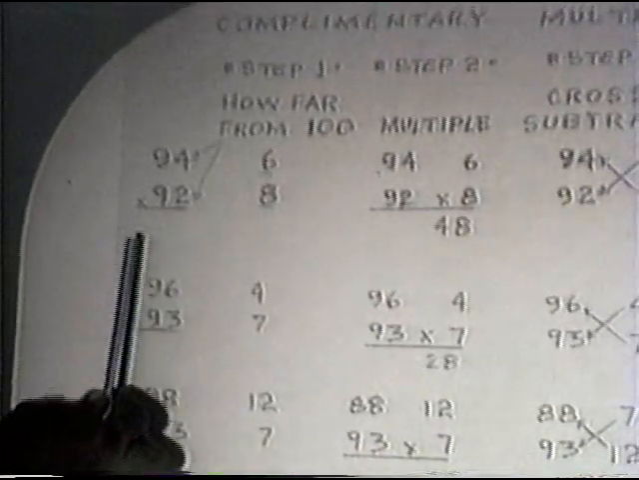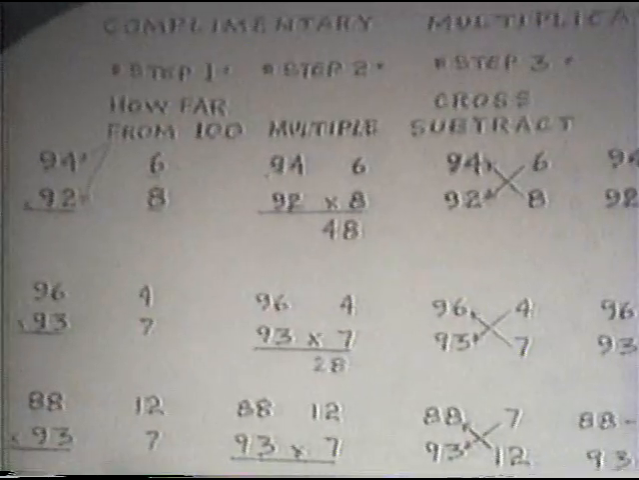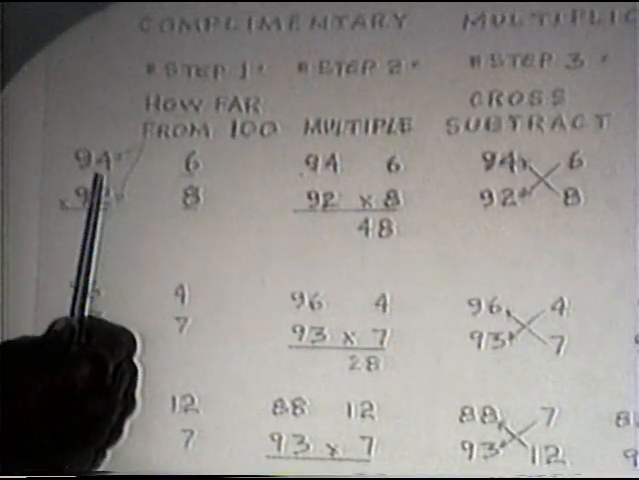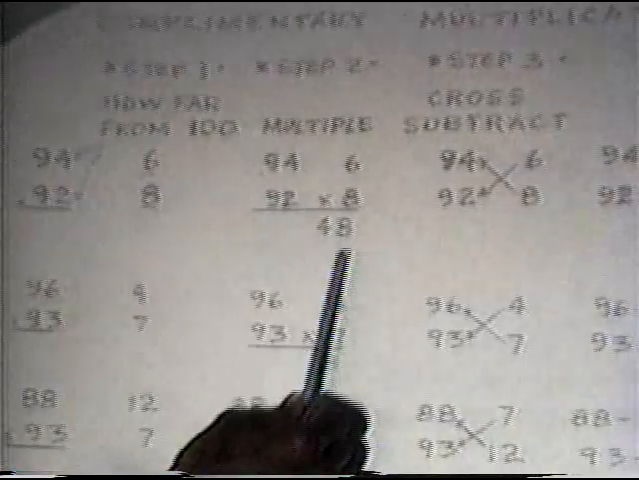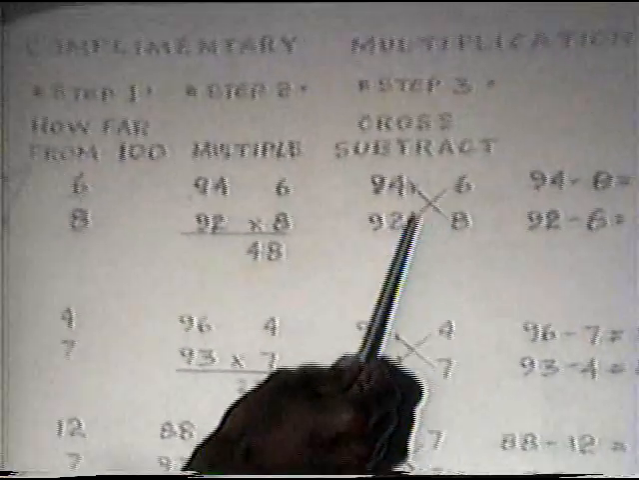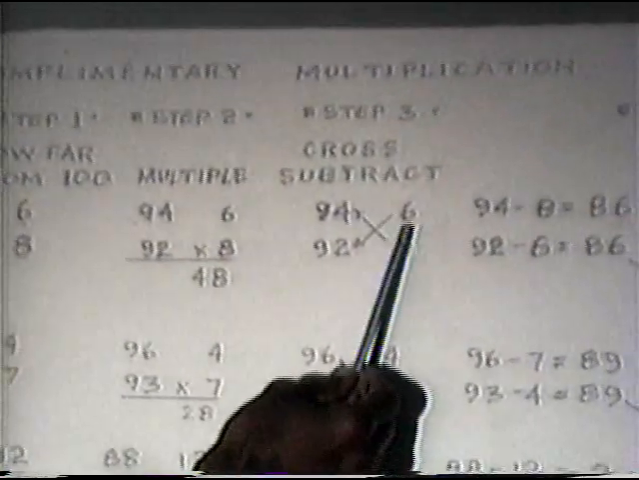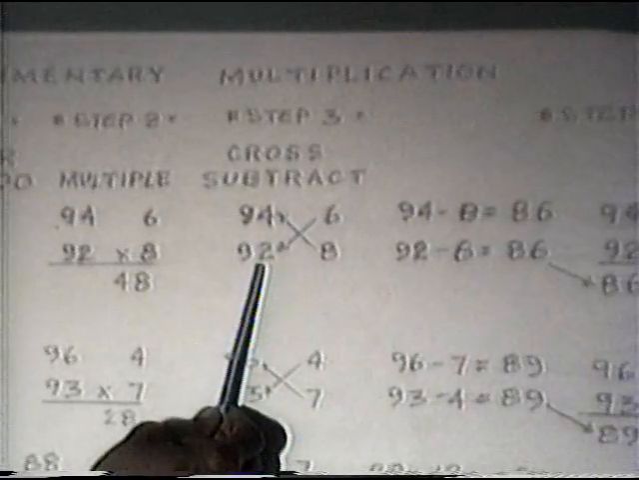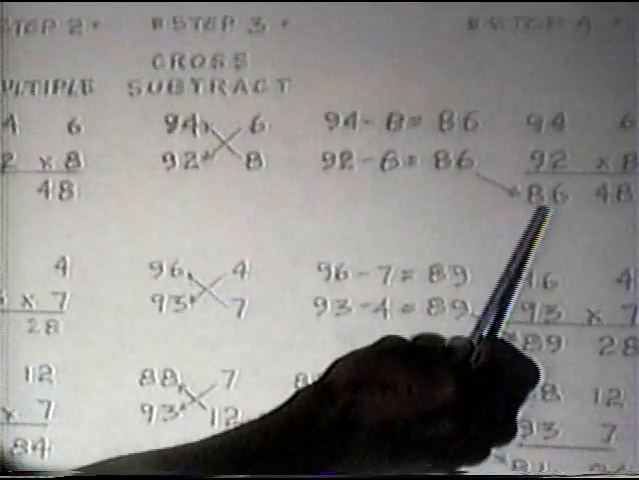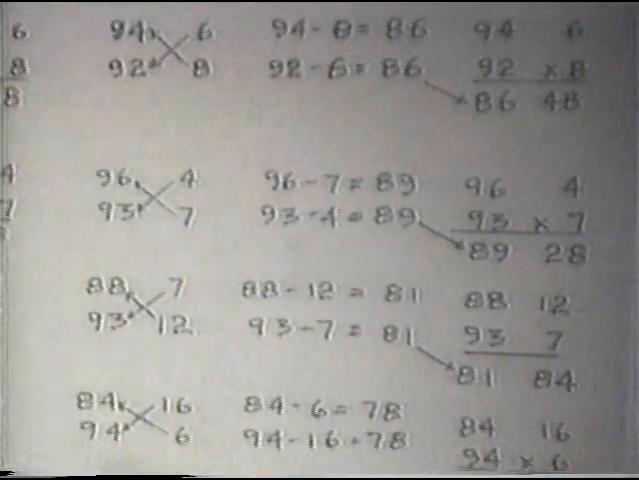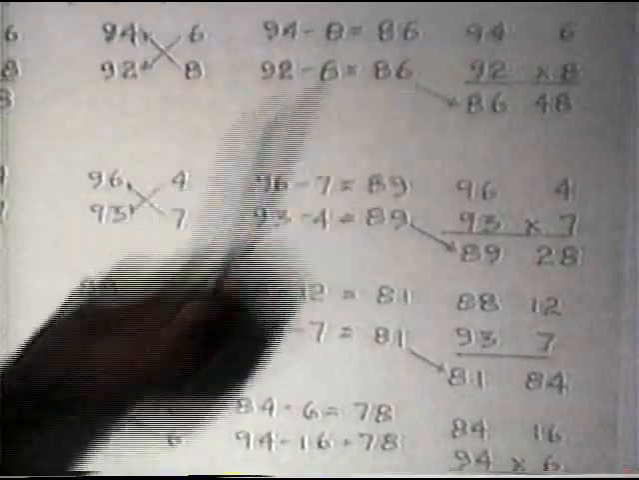We do it again: 92 times 94. How far is 94 from 100? 6. How far is 92 from 100? 8. 8 times 6 is 48. Then we cross subtract: 6 from 92, 8 from 94. 8 from 94 is 86. 6 from 92 is 86. We bring down 86. 8 times 6 is 48. The answer is 8,648 for the problem 92 times 94.